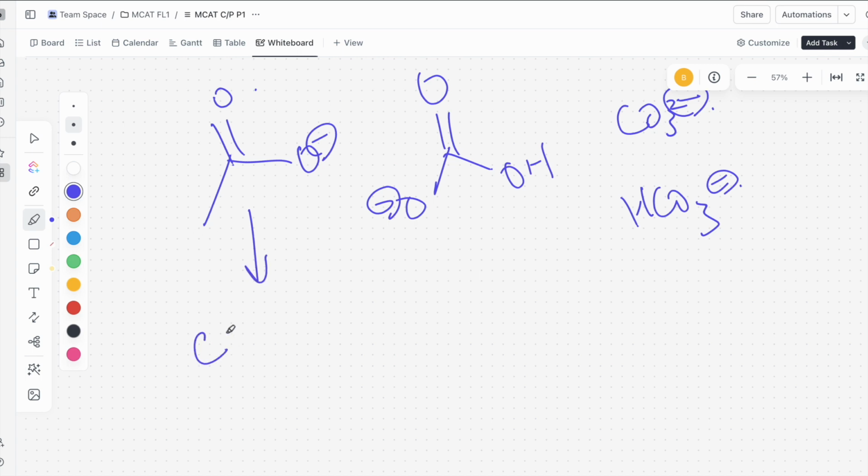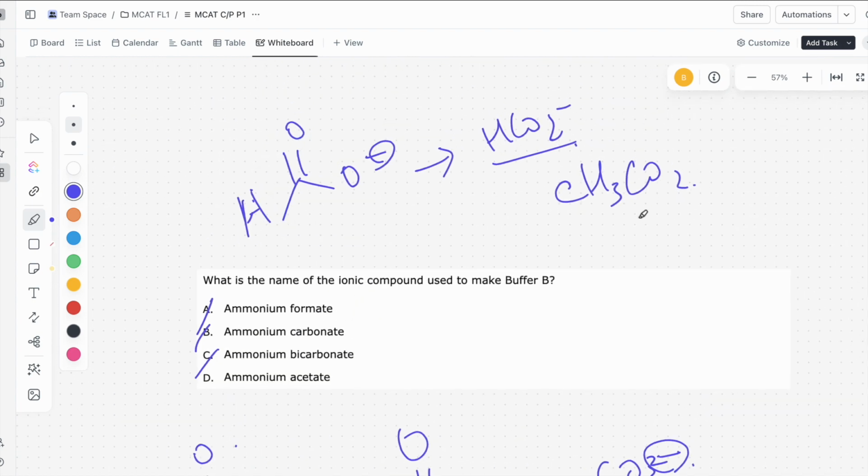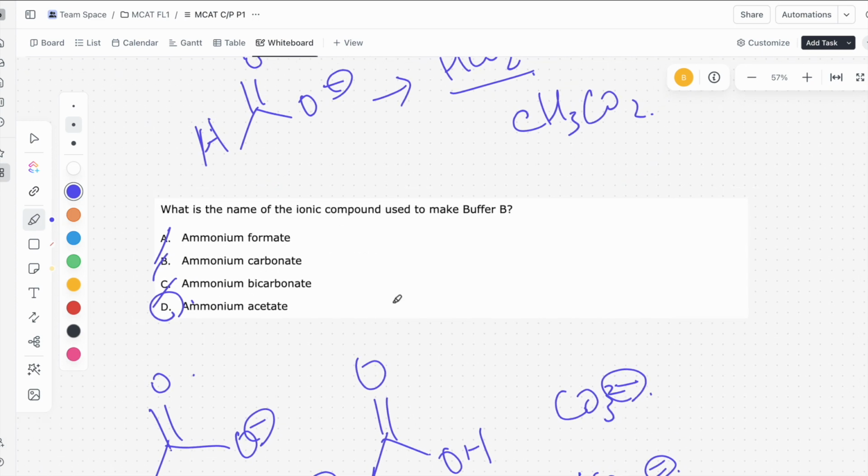We have the methyl group in the beginning, CH3. Then we have the carbon in the middle, 2 oxygens, and a negative sign. This is the formula we're looking for, CH3CO2 minus, meaning D has to be the correct answer. So not much else you can do here other than know the structures or the formulas for these compounds. One thing you should keep in mind is that ATE, that suffix at the end, does mean it's going to be the deprotonated form of a carboxylic acid, as in a carboxylate.